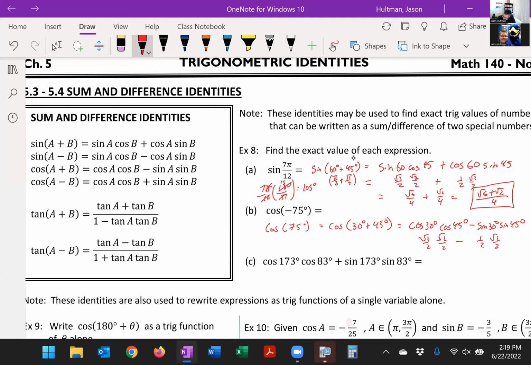So it really is the same thing we got above, except it's going to be a subtraction symbol. So this is really radical 6 minus radical 2 all over 4 when we go to simplify that.